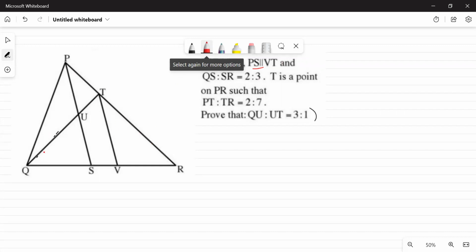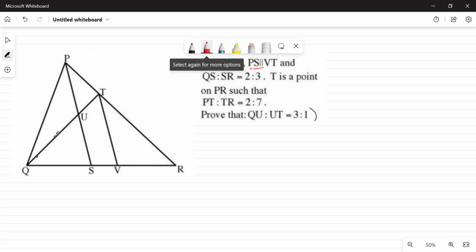Now, what is wrong with PQR? Why can't we use PQR? PQR doesn't have any parallel lines on it. So even if we wanted to use PQR, it doesn't work because there is no line which is parallel to any of the sides. Like you have PR, there's no line parallel to PR. There's no line parallel to PQ. There's no line parallel to QR. So that one doesn't work.